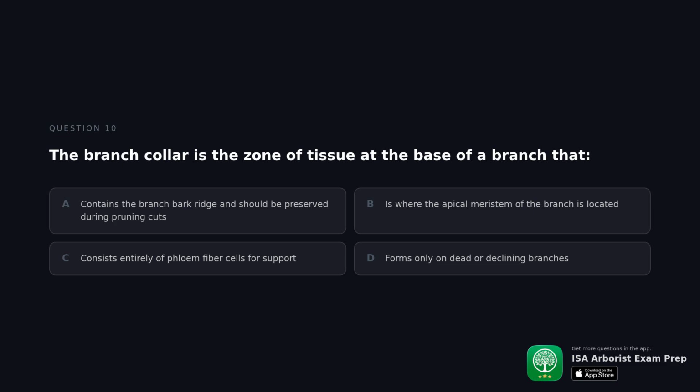The branch collar is the zone of tissue at the base of a branch that: A. Contains the branch bark ridge and should be preserved during pruning cuts. B. Is where the apical meristem of the branch is located. C. Consists entirely of phloem fiber cells for support. D. Forms only on dead or declining branches.